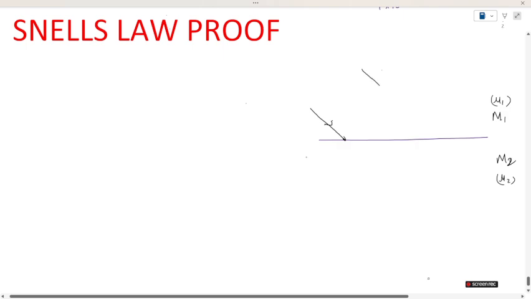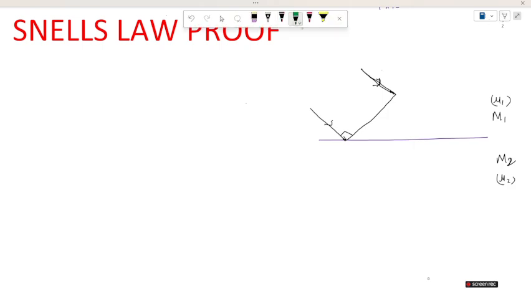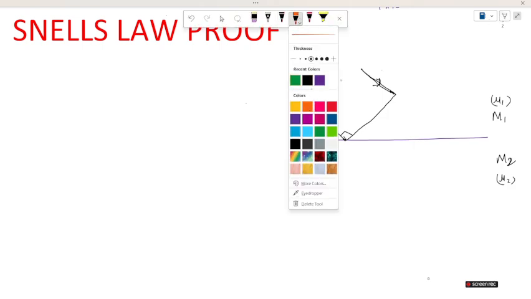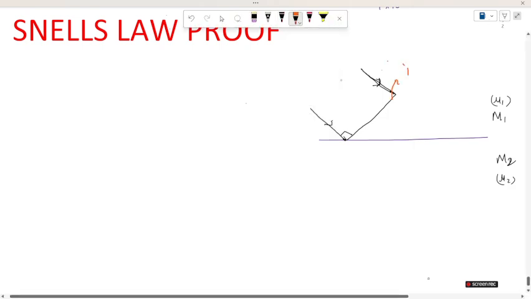So a parallel beam of light strikes the interface. And this will be the incident wavefront that will be perpendicular to the incident rays. So these are the parallel lines. And this is the incident wavefront that is always perpendicular to the rays. So, incident wavefront.